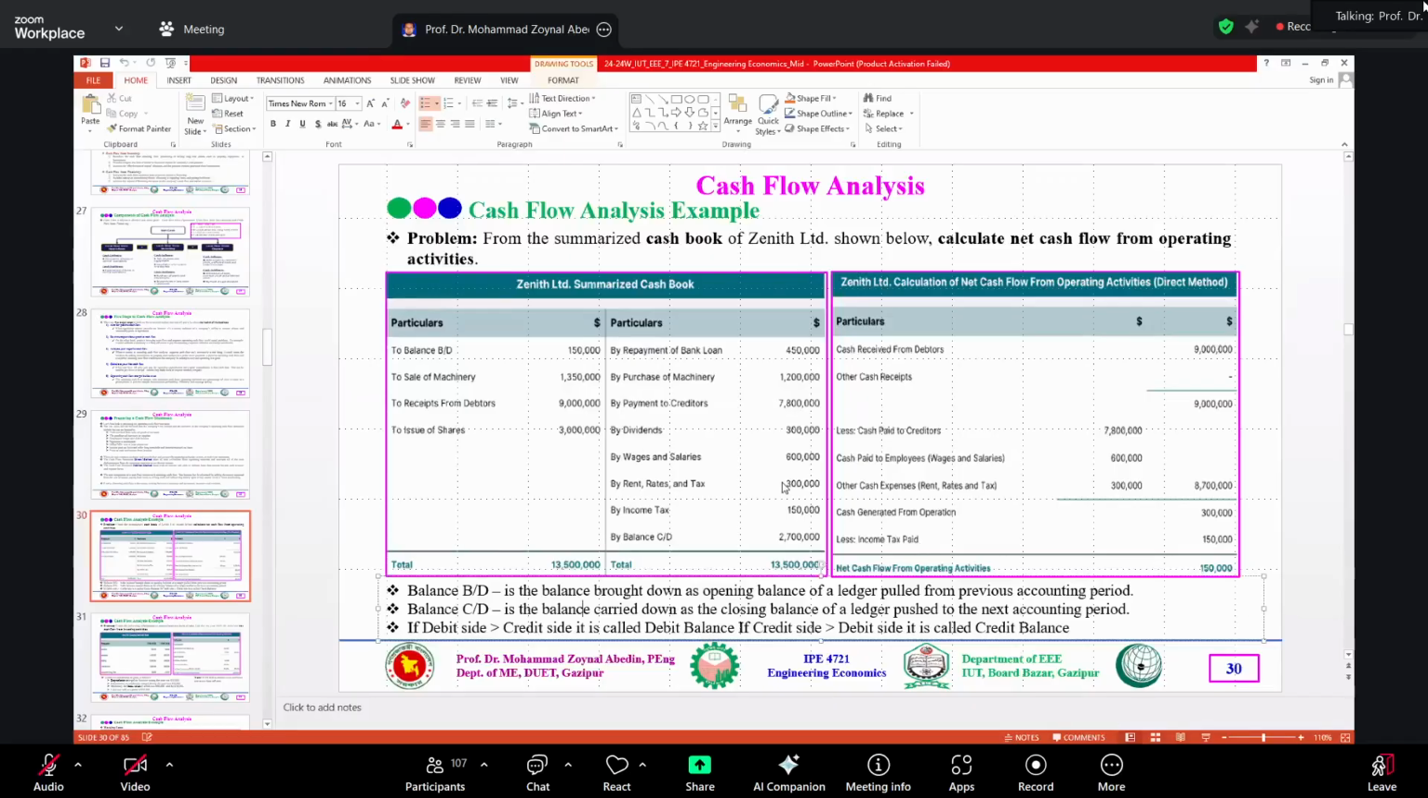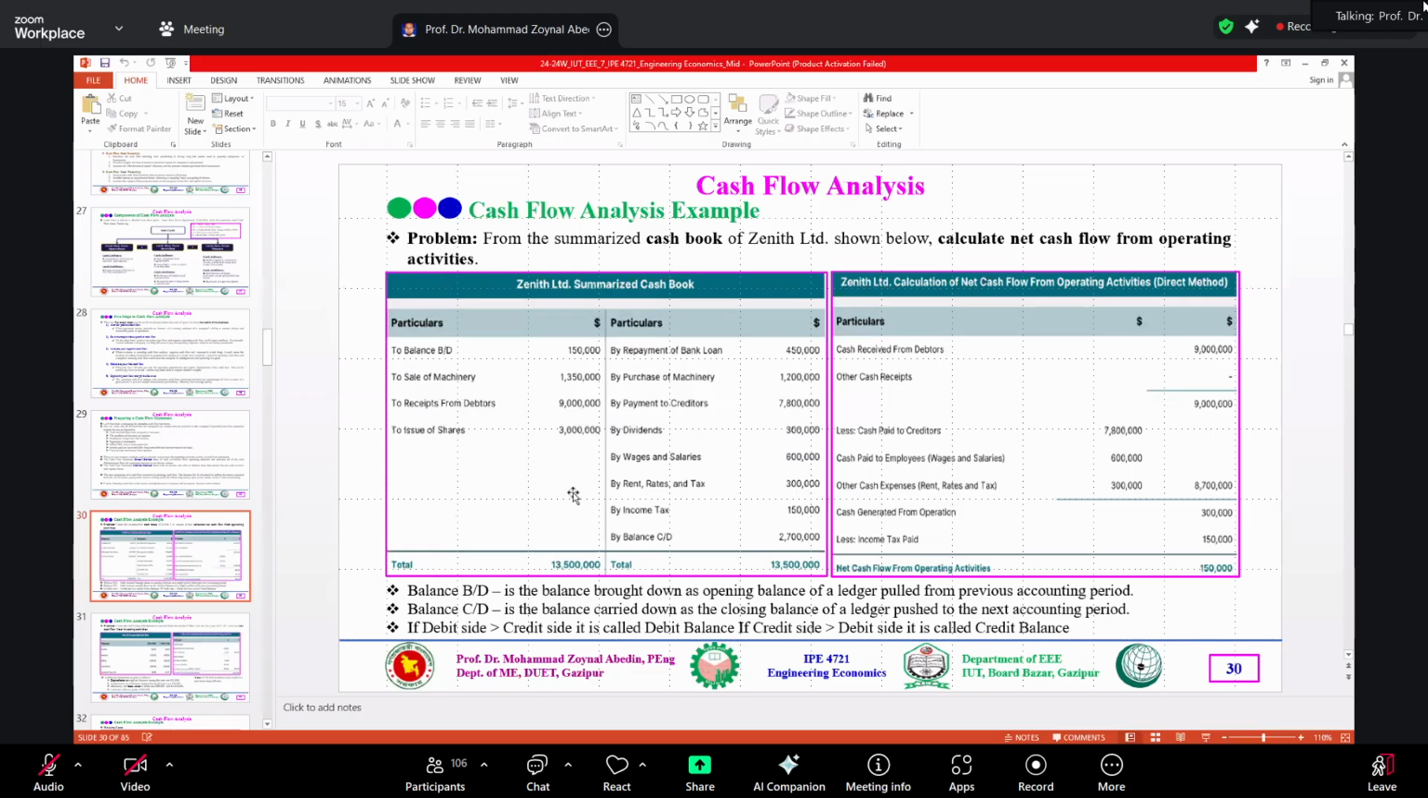So less income tax below is that you can see 150,000. So net below minus income tax below. This is 300,000 minus 150,000 equal to 150,000 net cash flow from operating activities. So this is all about the solution table.